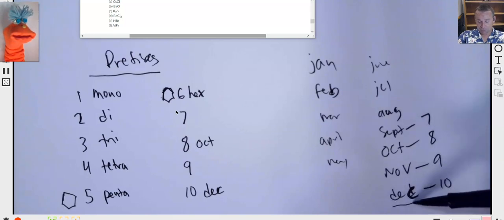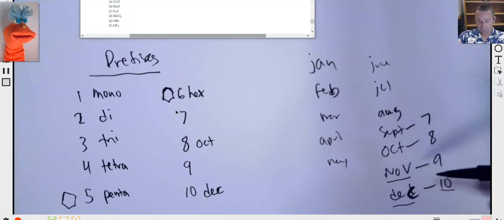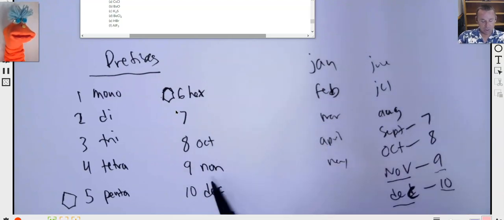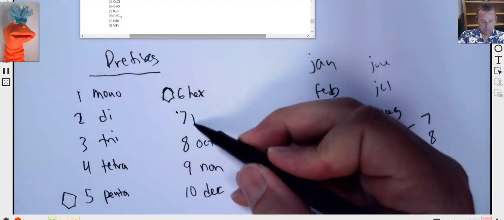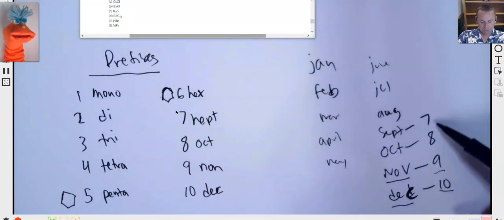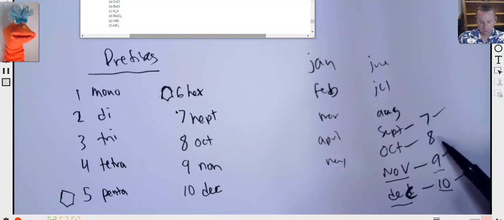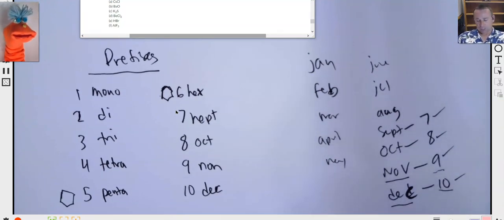See, December, Dec, 10. Nov is the prefix for 9, though it's actually non for 9. Sept is actually the prefix for 7. Sept, Nov or non, and Dec, and Oct we already had. Okay, so there's where we get those.